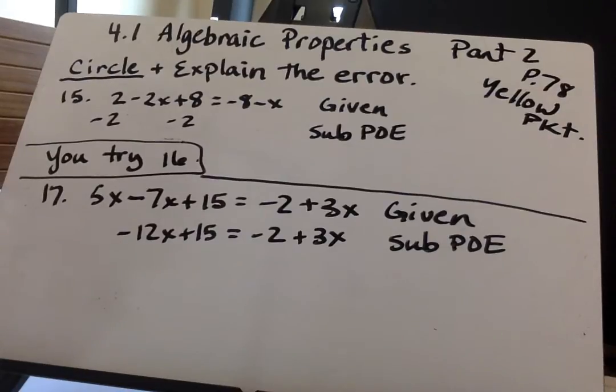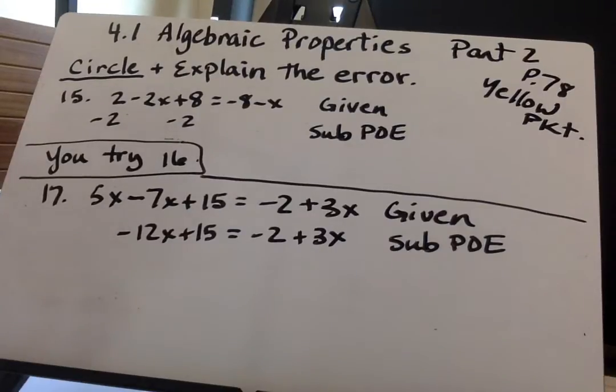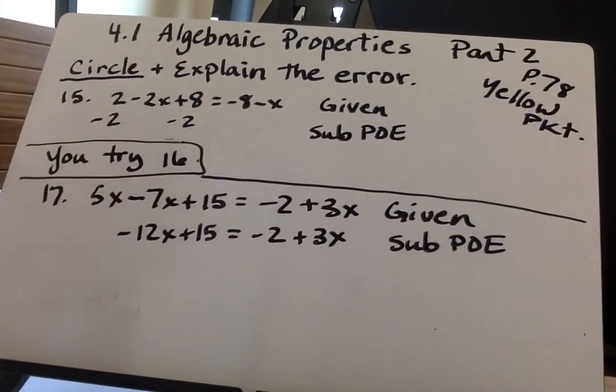Hello students, today we will be going over part 2 on 4.1 algebraic properties. This is on page 78 in your yellow packet. The instructions say, explain the error in the application of the property. Okay, I want you to also circle and explain the error.